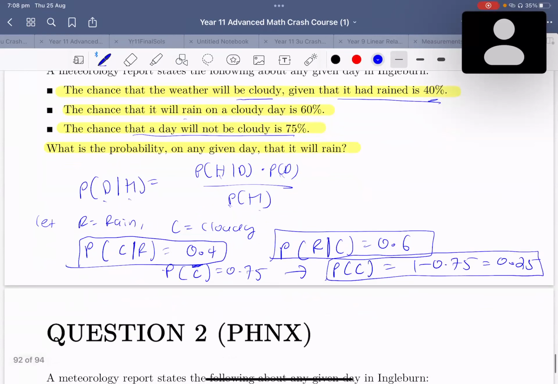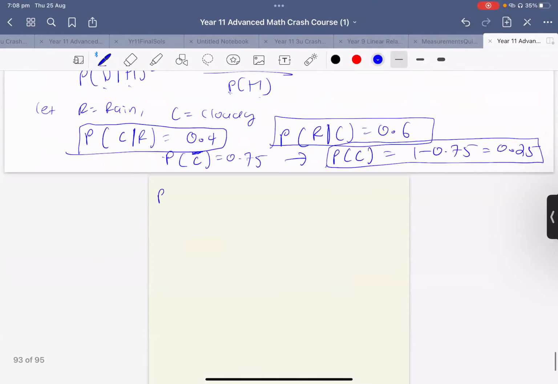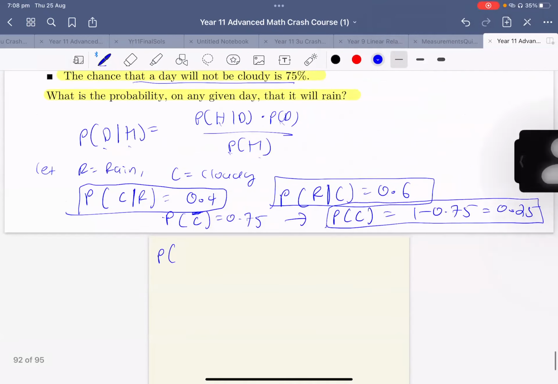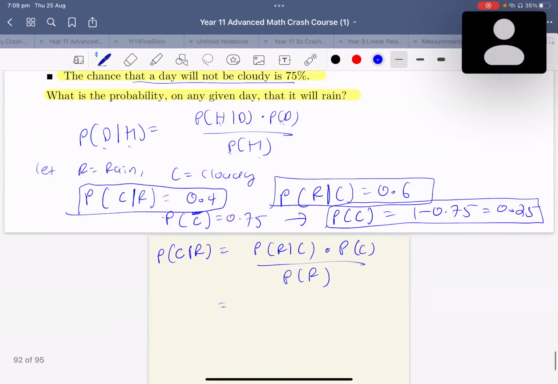Now let's try to apply our formula to find the probability of rain. Start a blank page here. Let's deal with this one first. Probability of C given R is equal to probability of R given C multiplied by the probability of C over the probability of R. Right? What's R given C? R given C is 0.6. 0.4 is equal to 0.6. What's P of C? That's 0.25.